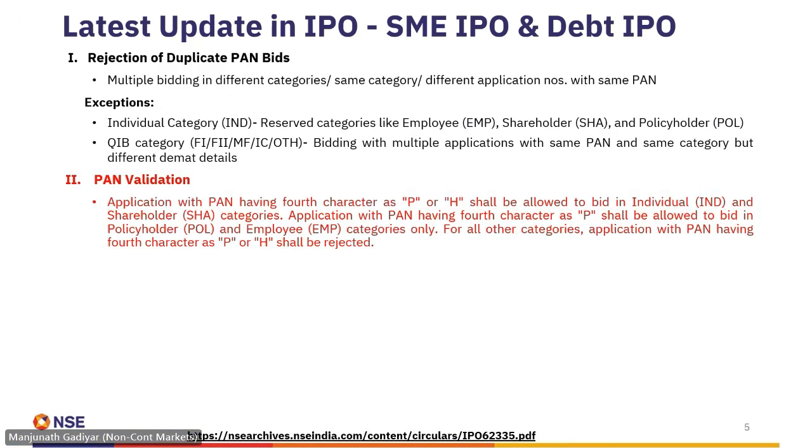Okay. Now, PAN validation is also an important aspect to know about. Can you brief on it? Yeah. So in case of PAN validation, what the exchange has done is that the fourth character of the PAN needs to be P, or H in case of HUF. Only then will the system allow you to place a bid in the IND or individual category.